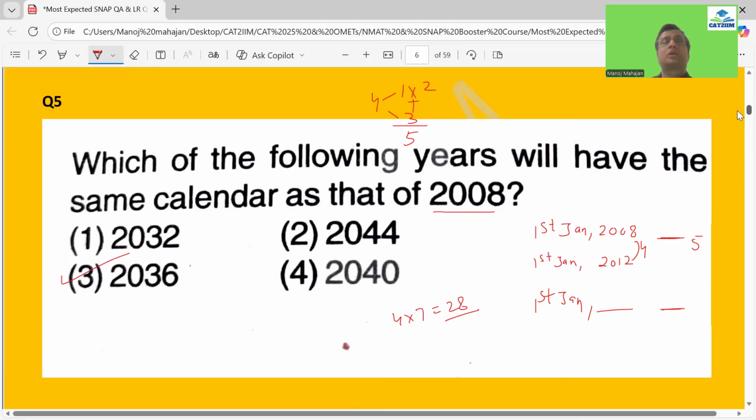So calendar is an important topic. Clock is an important topic. Trigo, log, these are the important topics if I look from the SNAP perspective.